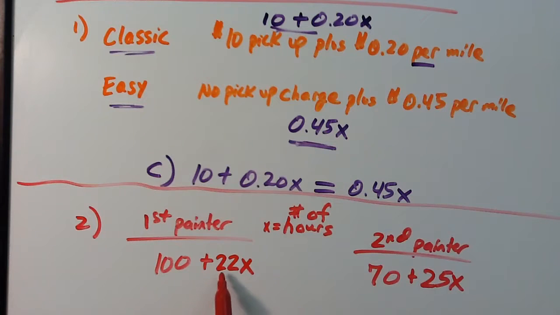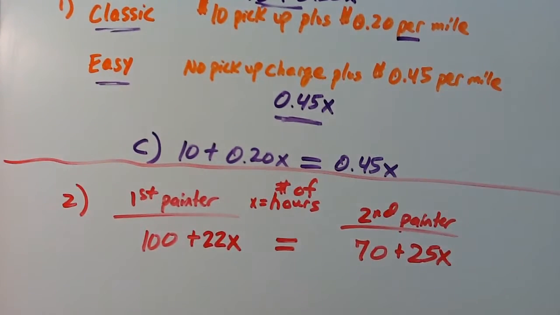We want to know when will this first painter be the same as or be equal to the second painter? Okay, and so this is our equation to set it up. Now we need to solve for x, and again, x will tell us the number of hours. It will tell us when the left side is equal to the right side. Okay, so I see no parentheses.